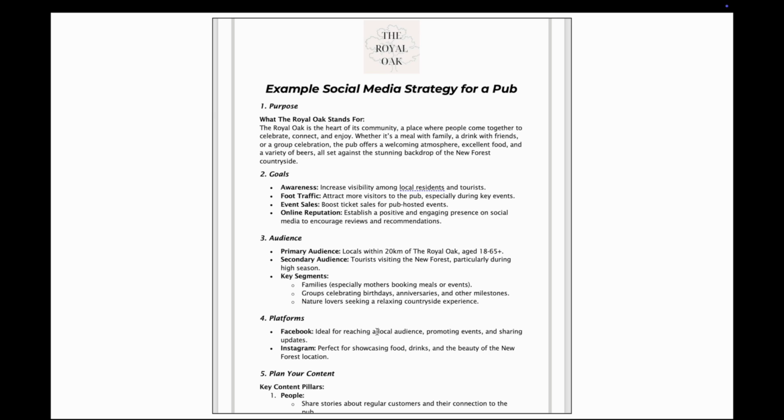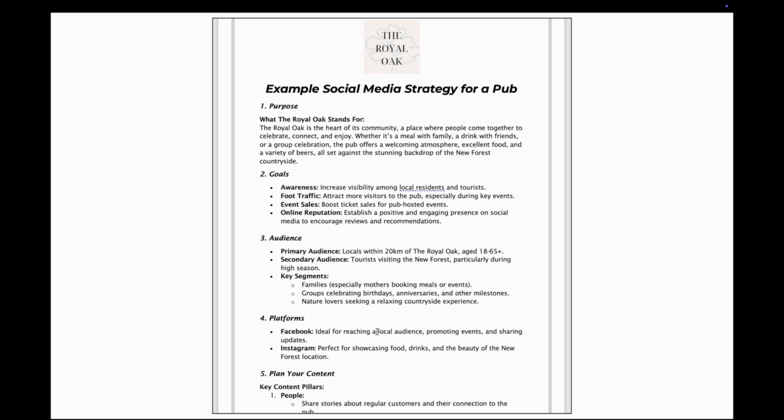So here is an example of a social media strategy, a fictional pub called the Royal Oak. You can see this strategy is fairly straightforward with different sections which you can fill out to understand exactly what your objectives are going to be.